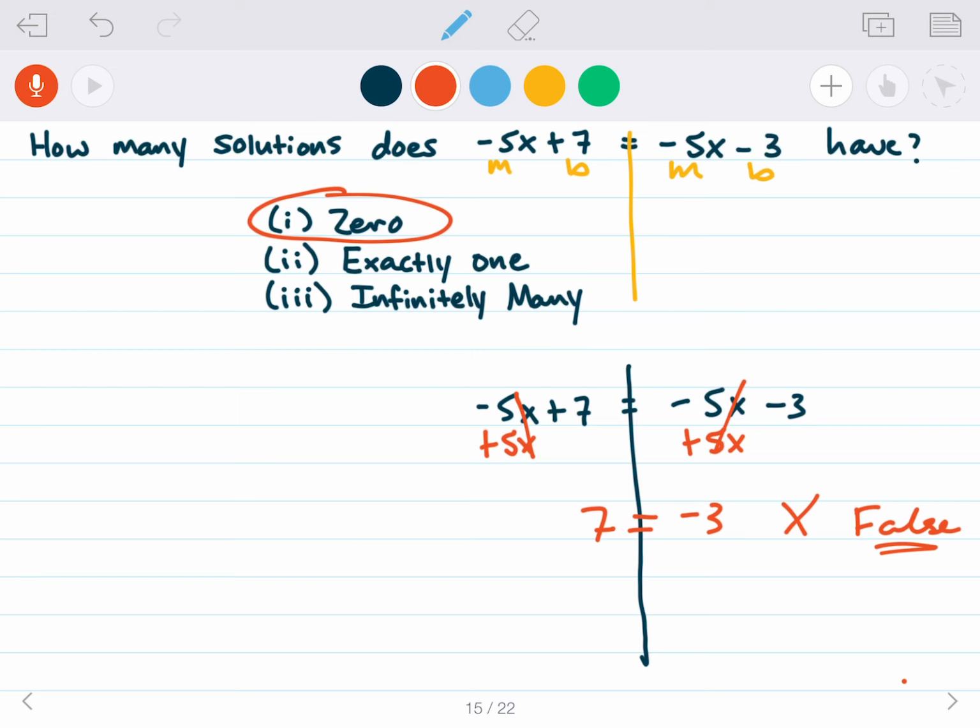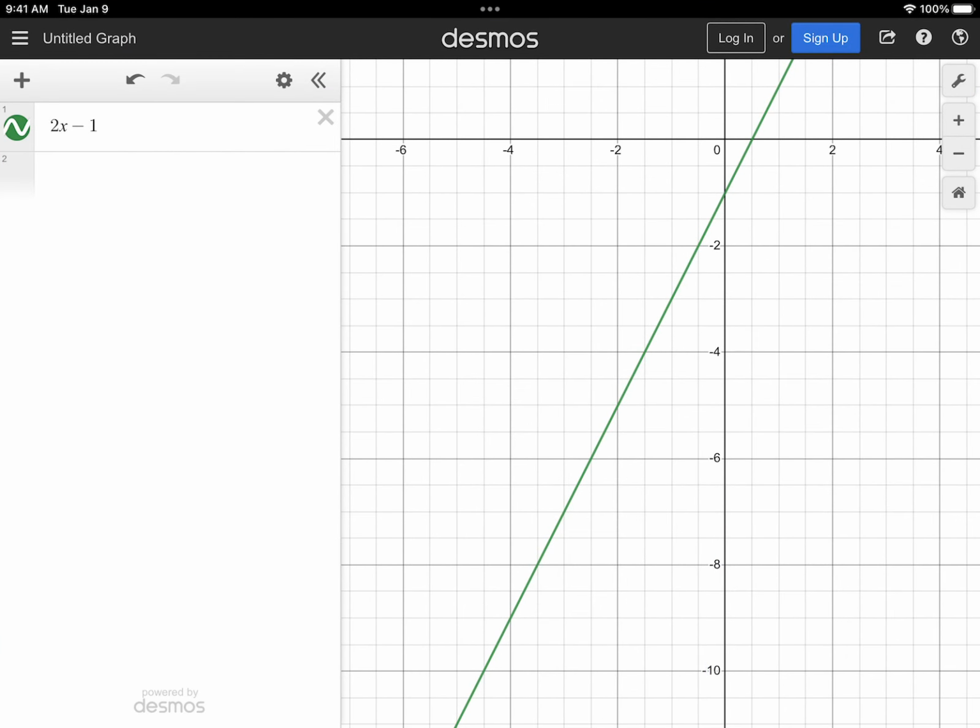Okay. Quick intermission there. Now let's prove this to ourselves graphically. So let's put this in Desmos, these two lines. Negative 5x plus 7 and negative 5x minus 3.